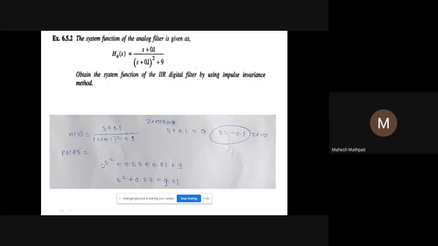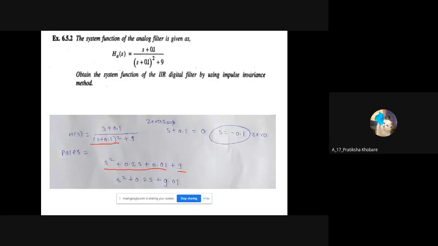I am just simplifying this part, that is s square plus 0.2s plus 0.01 plus 9. Are you getting this point? I have expanded this part, right? So after expanding this, I am getting this one, and 9 I have kept as it is. Barabar? Any confusion in this step?